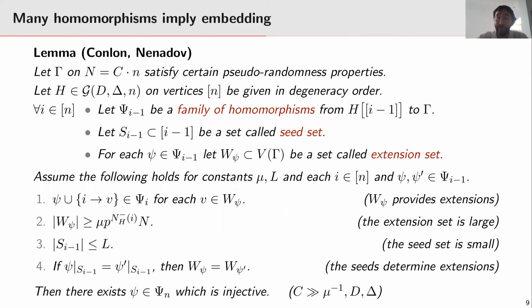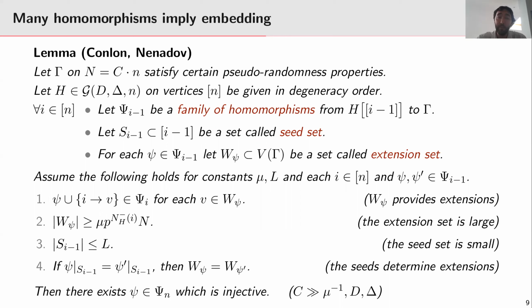Okay, ignore everything about seed sets, because these are just not going to show up. This is some kind of technical condition that will be satisfied in our proof automatically. The condition we care about is: for every homomorphism that puts in the first i minus 1 vertices, we're given a set of vertices, W psi, called the extension set.